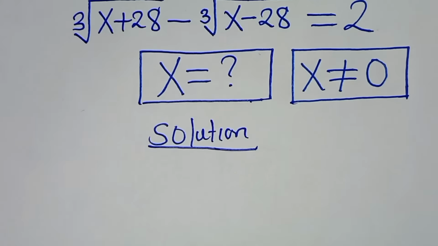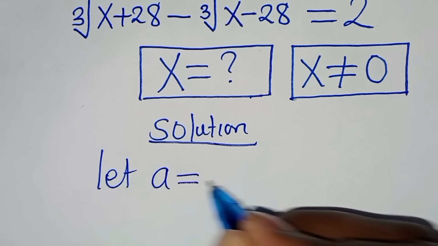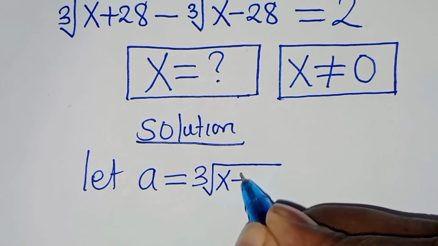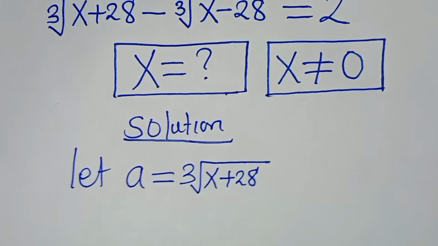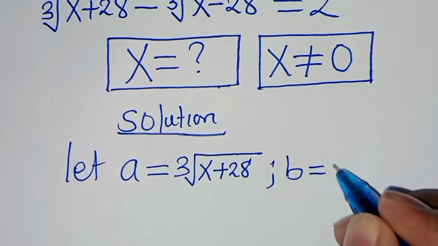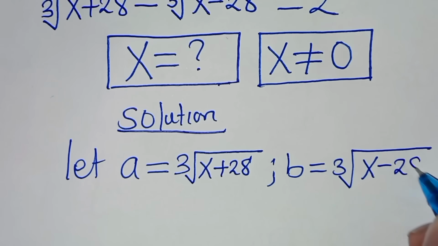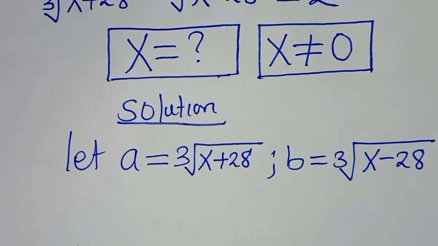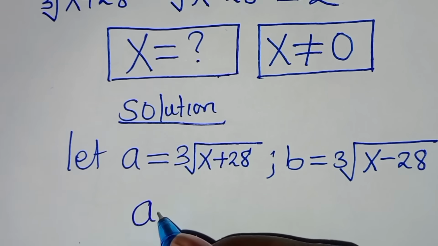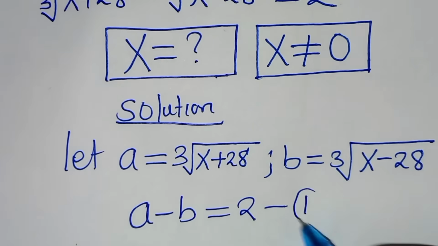The first step here, we can let a be equal to the cube root of x plus 28, and we can let b be equal to the cube root of x minus 28. Substituting this back into the equation, this implies that a minus b is equal to 2. Let's call this equation 1.